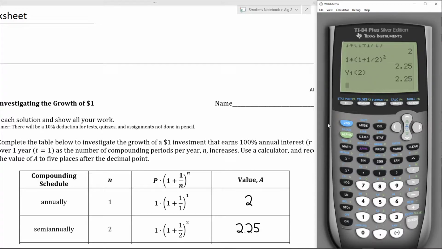Hopefully that makes sense. And so then I can just zoom through this. This is the idea. I can zoom through all these and plug in values and see what I get. What this is here is semi-annually. Now that I'm done, hopefully you understand how I'm using the calculator to get these values.